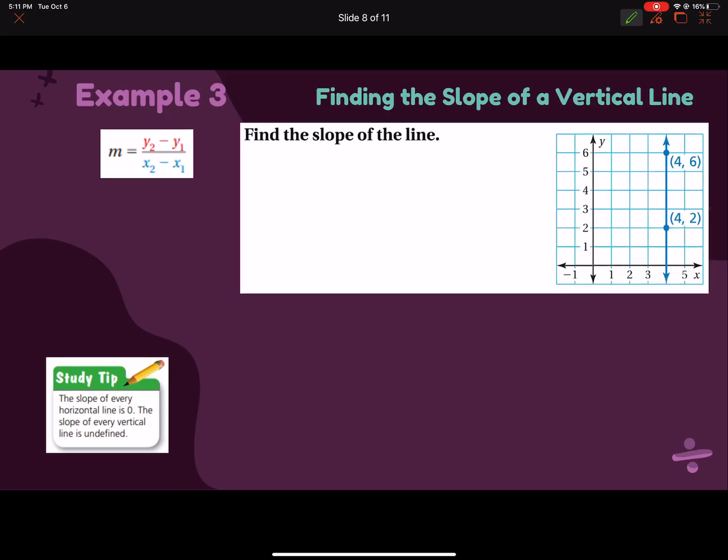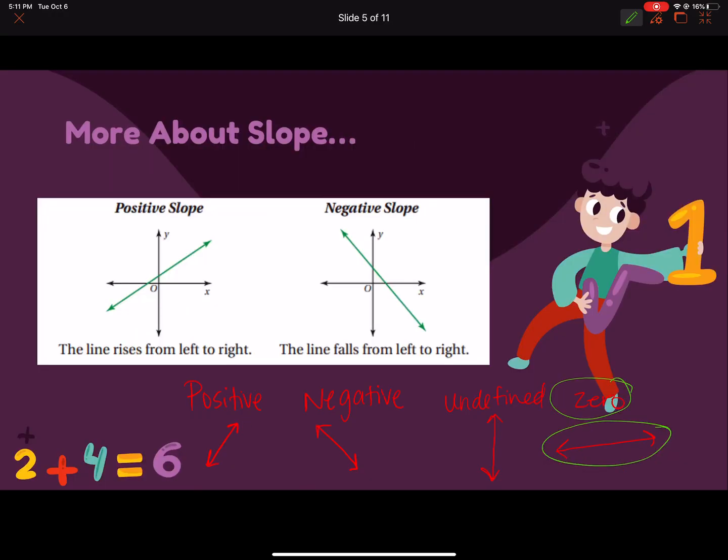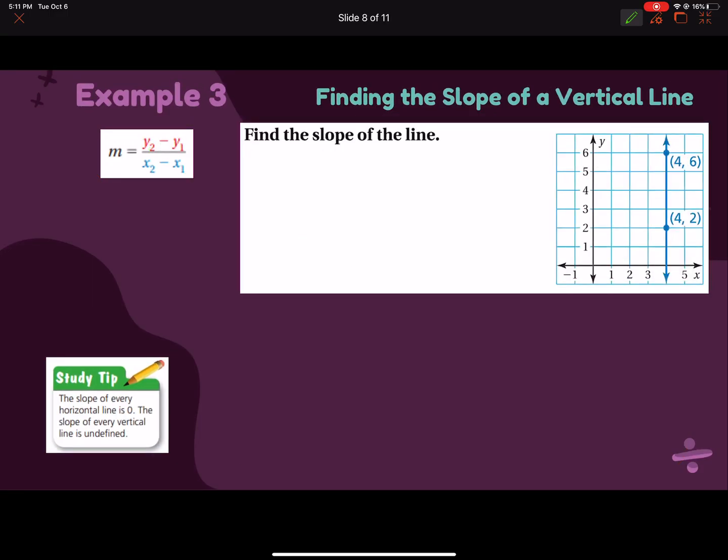Let's look at this one. This one's straight up and down. So I told you there were 4 types of slope. The straight up and down was called undefined. Let's see what happens when I plug this into the slope formula.